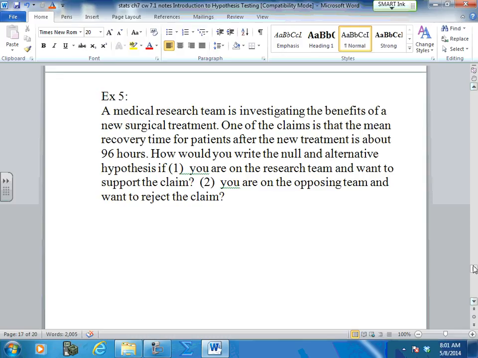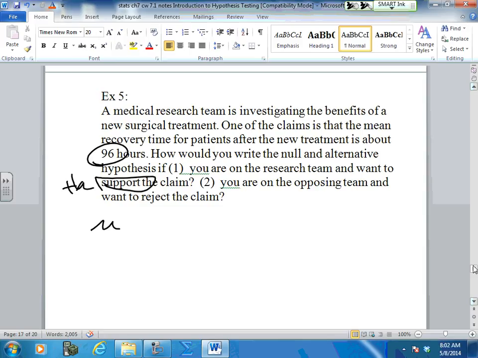If you're the research team, equals 96. Well, equals is a difficult one because equals will give you an H0. Okay, well, this is about 96 hours. Yeah, right. So how are you going to set this up so that when you use the support word, it has to be an HA?